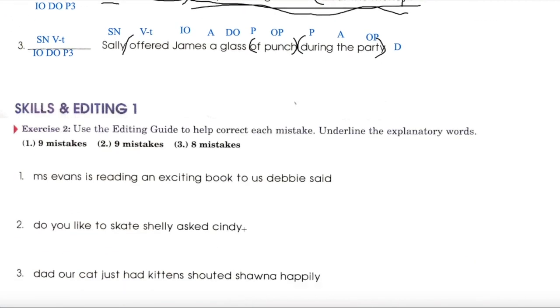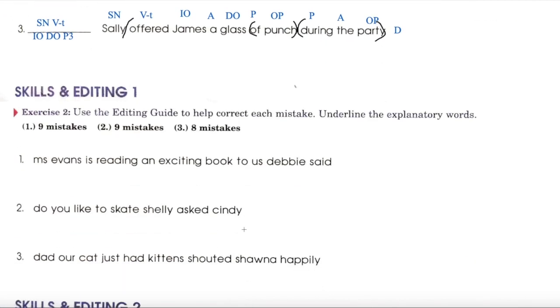Now let's go on to our skills in editing. This part is pretty easy, and I think kind of fun, because you just learned what to do with quotation marks, or with quotations, and that's what we're going to do here. So it says exercise 2, use the editing guide to help correct each mistake. So you can use your reference 142, rules for punctuating beginning quotes, while you do this. It says underline the explanatory words. Number 1 has 9 mistakes, 2, 9 mistakes, 3, 8 mistakes. All right, so let's go ahead and do this. Make sure you're looking at reference 142 while you do this.